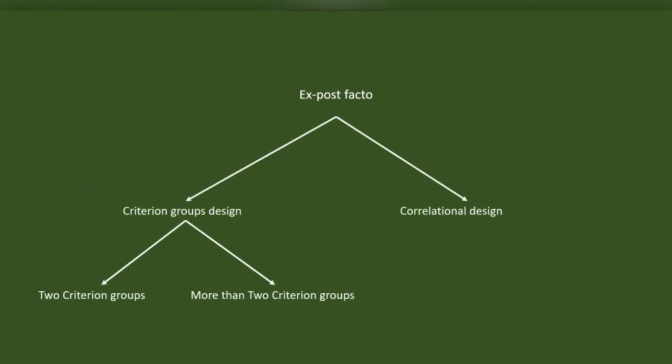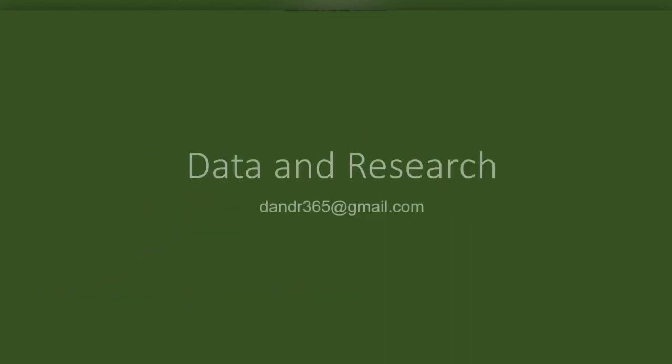Ex post facto designs may be criterion groups design or correlational designs. If we are to find a correlation between intelligence and personality, we are using a correlational design. If we study the difference between men and women in intelligence and personality, we are using two criterion group designs. We use three criterion groups design if we examine the difference between men, women, and non-binary in personality and intelligence. And that is something about quasi-experimental designs.